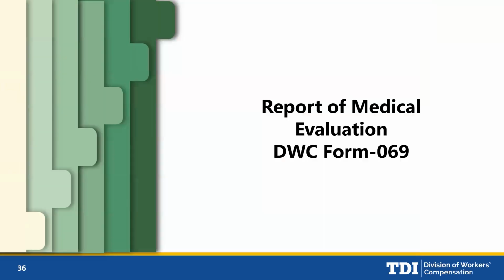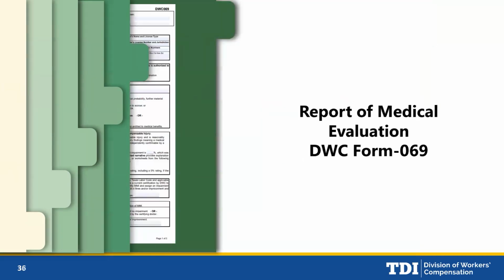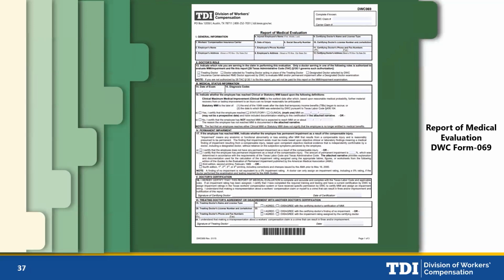The next form is the report of medical evaluation. This is the DWC form 69. It can only be filled out by a doctor. No physician assistant or delegated advanced practice registered nurse can complete the form 69 and conduct that exam. So this is what the form looks like here. Again, you can find it under F for forms, report of medical evaluation.